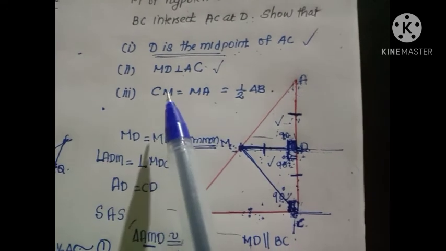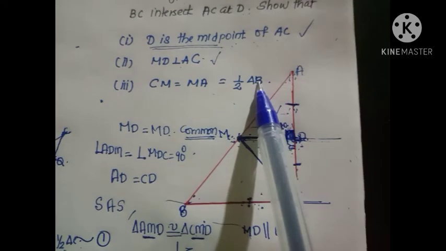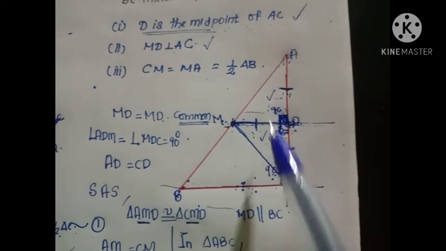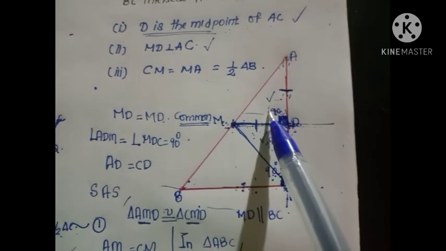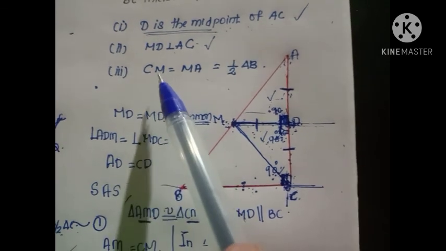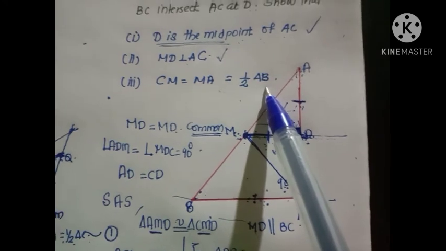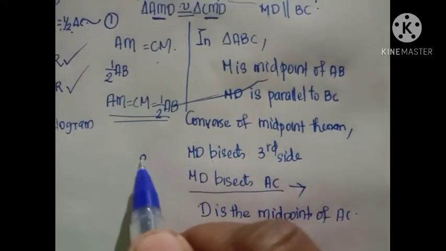Finally we proved MA is equal to CM is equal to half of AB. We considered these two triangles and we proved by SAS these two triangles are congruent to each other, and we applied CPCT rule, then proved CM is equal to MA is equal to half of AB. Okay. So this is our last question in the exercise 8.2.